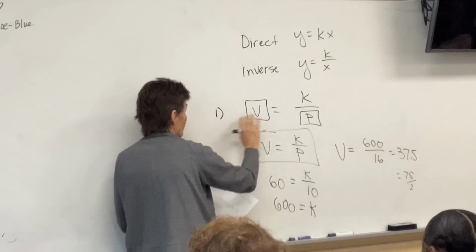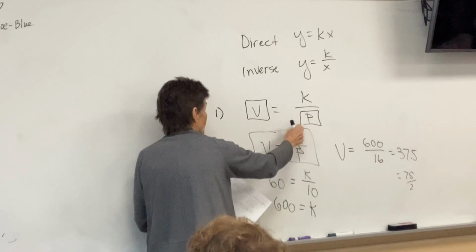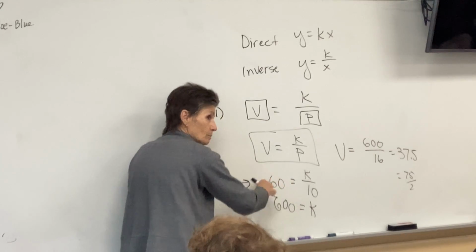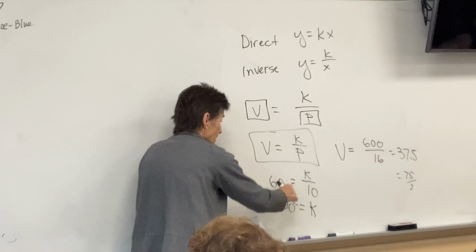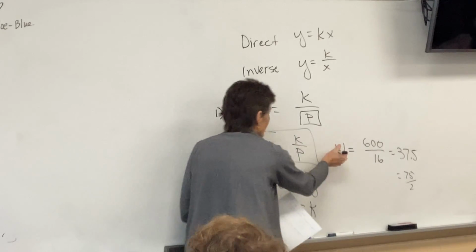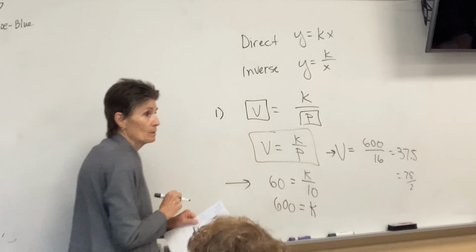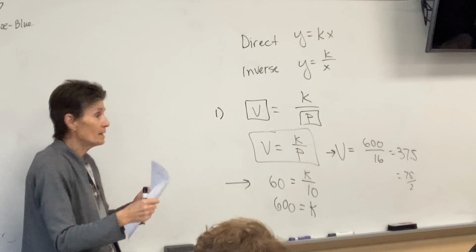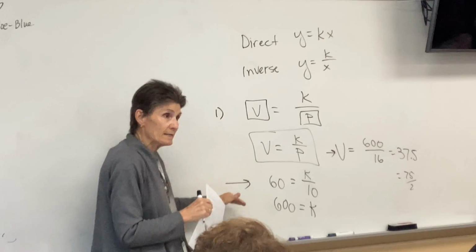This was sentence number 1: volume varies inversely as pressure. And then this was sentence number 2, putting in the 60 and the 10. And then this was sentence number 3. So each sentence of the problem gave me something to write down.